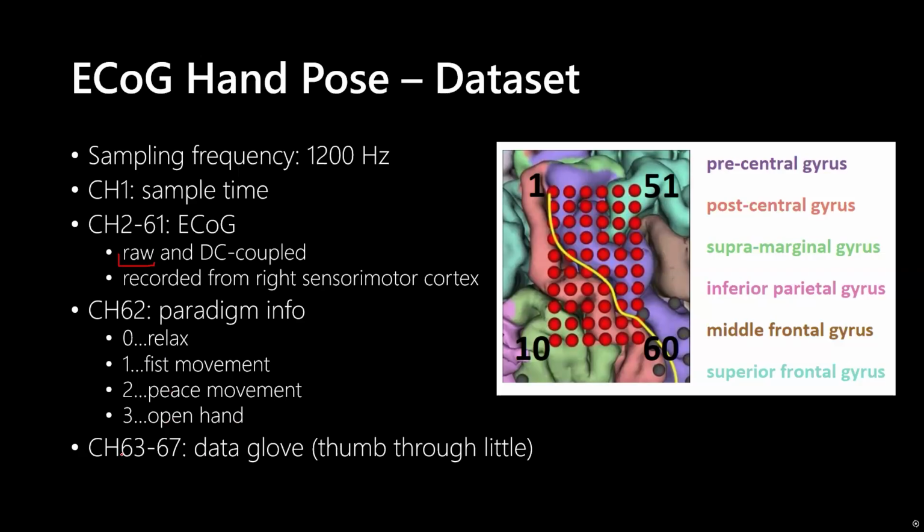And we then have 5 channels for the data glove. So this is the thumb all the way through the little finger. Each channel here has its own little value, essentially indicating when the subject is moving the thumb, their index, the middle finger, the ring finger, and the little finger, right? And in the order from thumb to little.